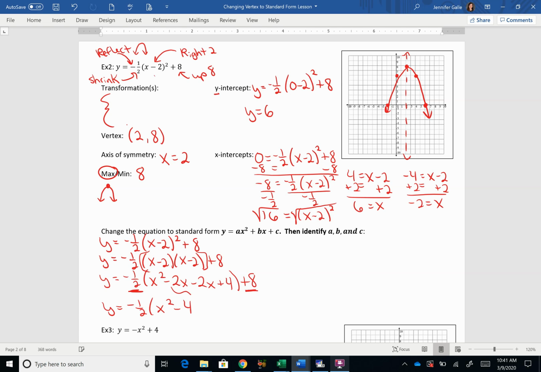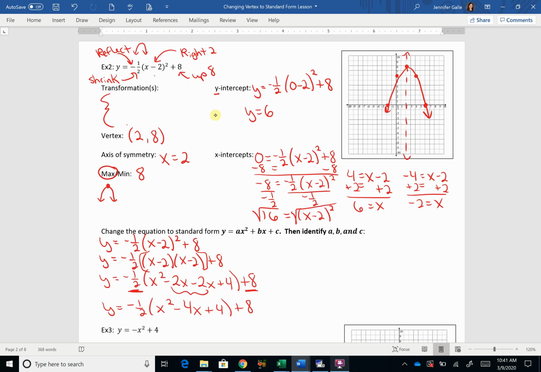Put together a negative 2x's, we get negative 4x. So far, guys, to this point, I know it makes it look messier because we have the negative 1/2 and we have the plus 8. But so far, when we're changing it, it's the same thing we reviewed last week. The x minus 2 times x minus 2. We haven't done anything else yet.